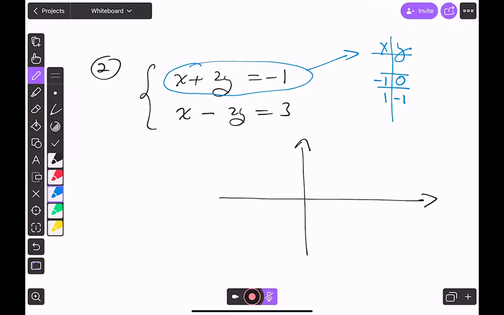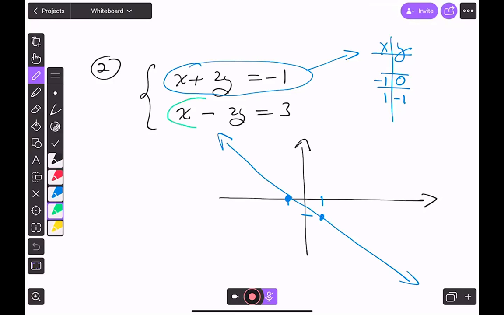And this is the first line. It's going to be minus 1, 0. And then 1, minus 1. Okay, that's done. All right, I'm going to do the other line now.